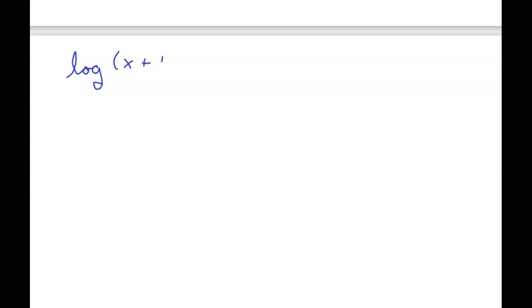Let's look at a couple of other examples. We're going to have log of x plus 15 is equal to 2 minus the log of x. So here I have logs on both sides, but I also have a constant. What I need to do in these cases is get all my logs on one side and get my constant on the other side.